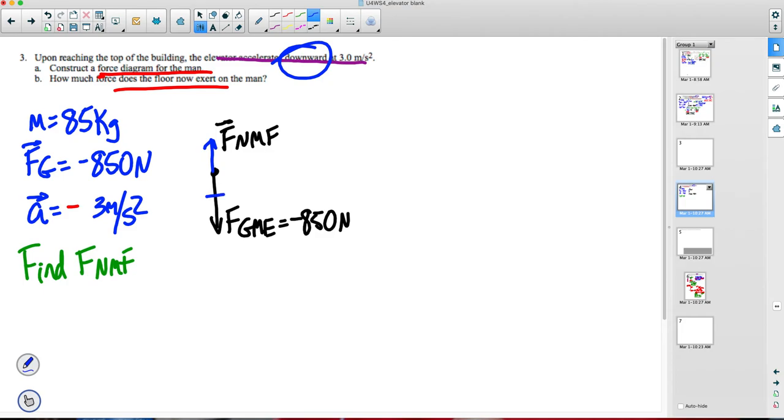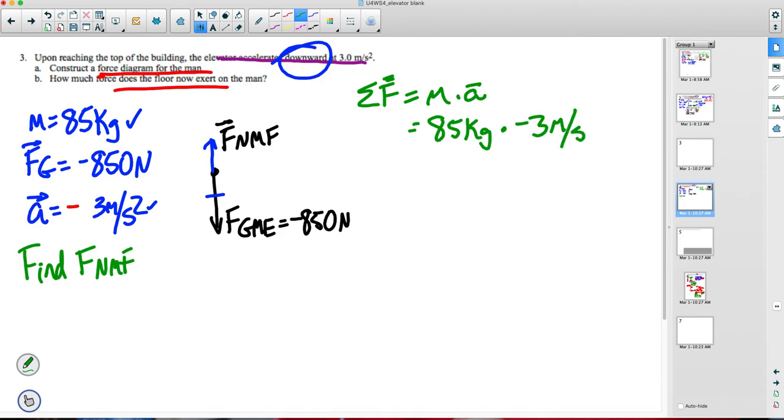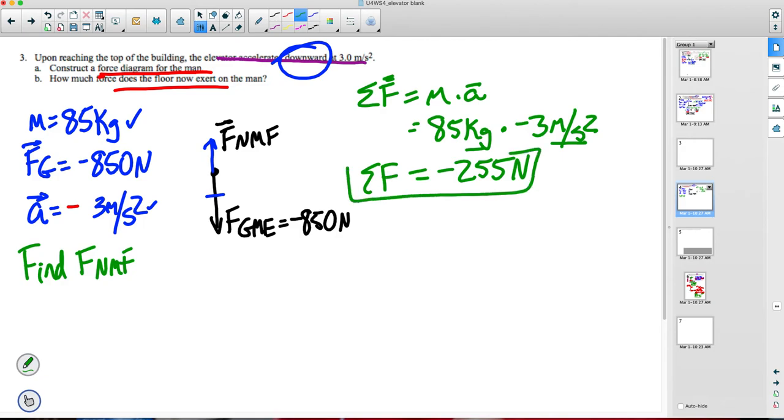Next up, we know the mass of the person and the rate of acceleration, so maybe we can use net force is mass times acceleration like we did in problem 2. We know the mass of the man is 85 kilograms. We know the acceleration is negative 3 meters per second squared. And 8 times 3 is 24, so 80 times 3 would be 240, plus 15, so that's negative 255. A kilogram times meter per second squared is a newton. And our net force is negative 255 newtons.